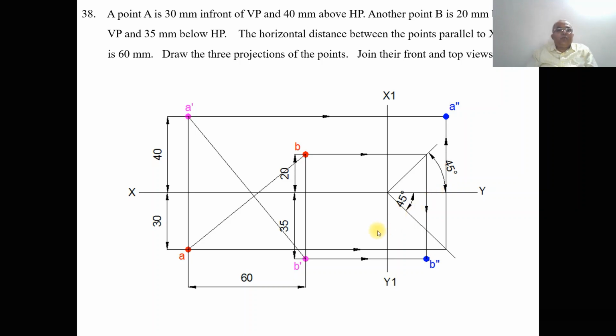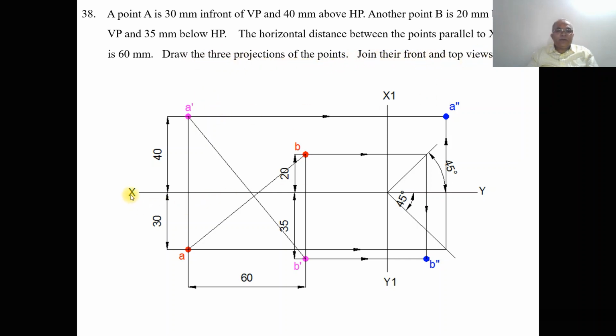Now, we're going to take up one more problem. It's on similar lines. A point capital A is 30 mm in front of VP and 40 mm above HP. And another point capital B is 20 mm behind VP and 35 mm below HP. The horizontal distance between the points parallel to XY line is 60 mm. Draw the three projections of the points, join their front and top views.